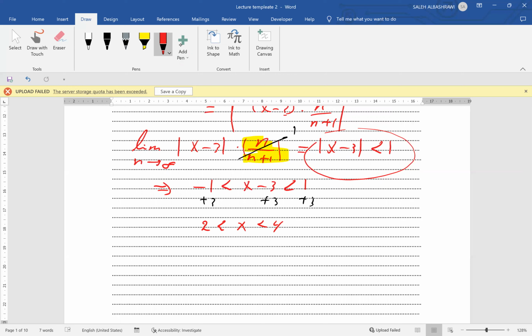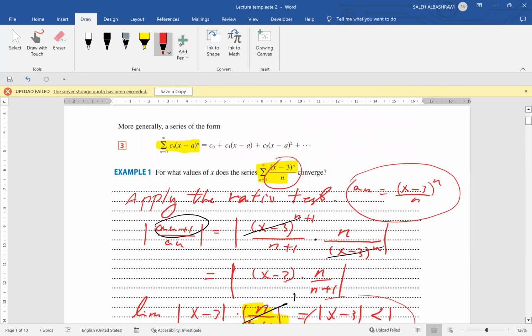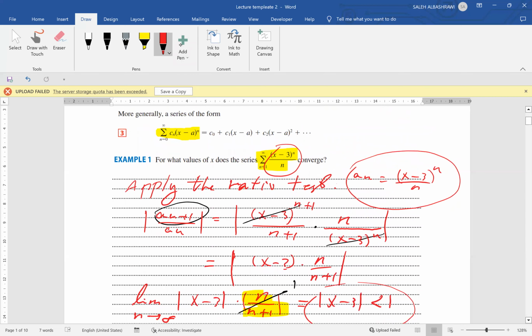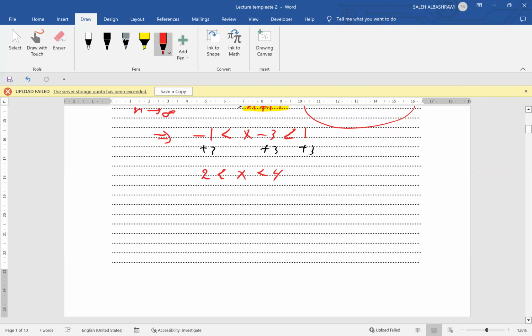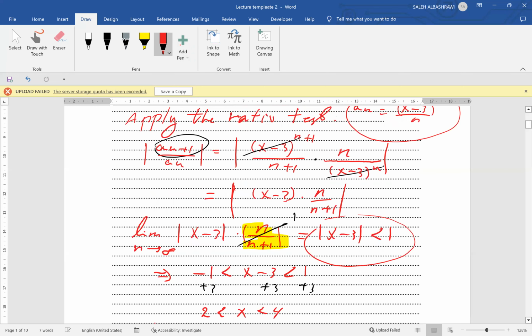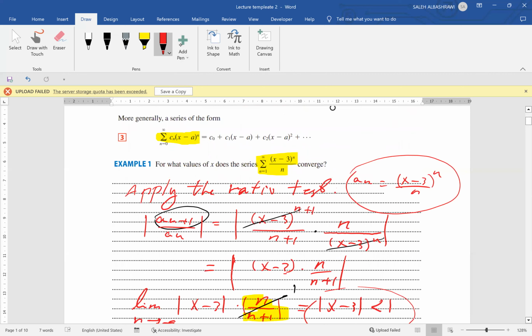In some cases, we need to check also the end points. What about if x equal to 2 and x equal to 4? Is it convergent or not? If I replace x by, for the end point, if x equal to 2, go back and replace x by 2. I will have 2 minus 3 to power n.